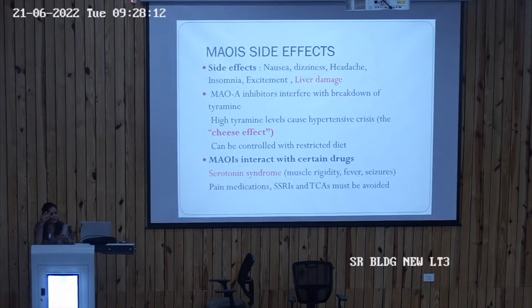Like pethidine like drugs and all, they also increase the serotonin level and they may also interact with it and may cause this serotonin syndrome. ठीक है, तो इसके साथ आपको इस चीज़ का ध्यान रखना है when we talk about the drug interaction.